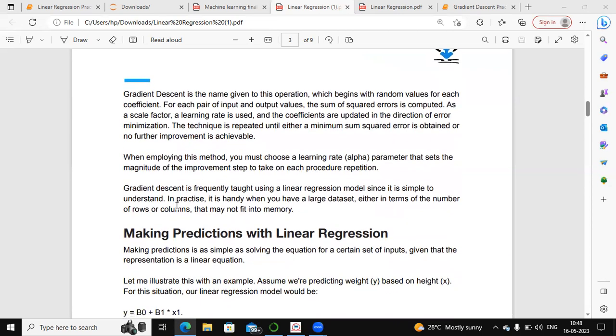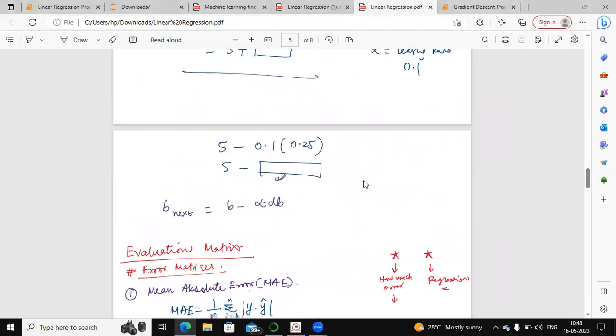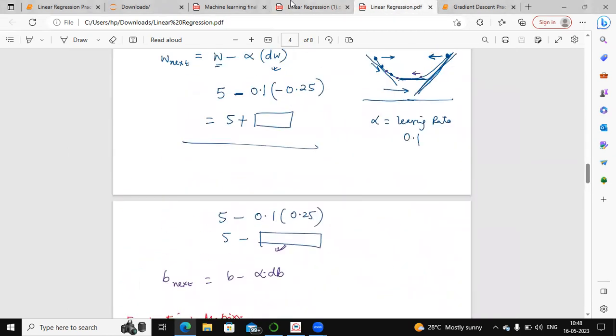Gradient descent is frequently taught using the linear regression model since it is simple to understand. In practice, it is handy when you have a large data set, either in terms of number of rows or columns, that may not fit into memory. Now let's come to the linear regression part that we have done.